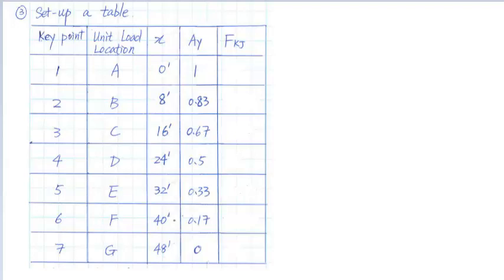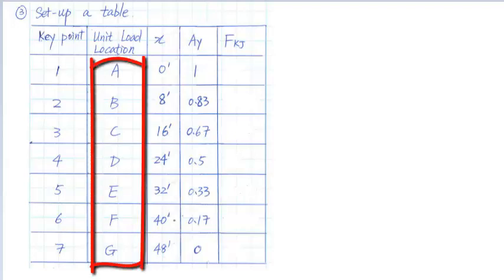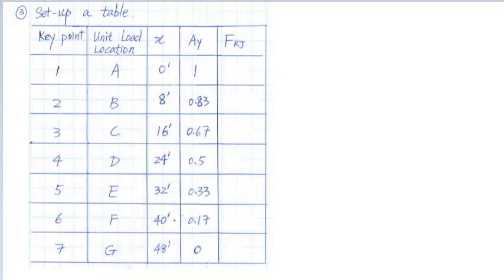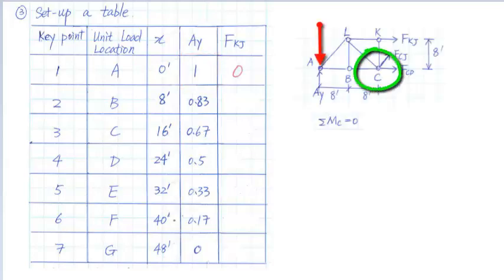The unit load will move along the bottom part of the truss, so the unit load will be located at A, B, C, D, E, F, and G. When the unit load is at support A, the x-coordinate of the load is 0, and the support reaction Ay equals 1. Using the method of sections, sum the moment at point C, and we get the force in Kj equals 0.